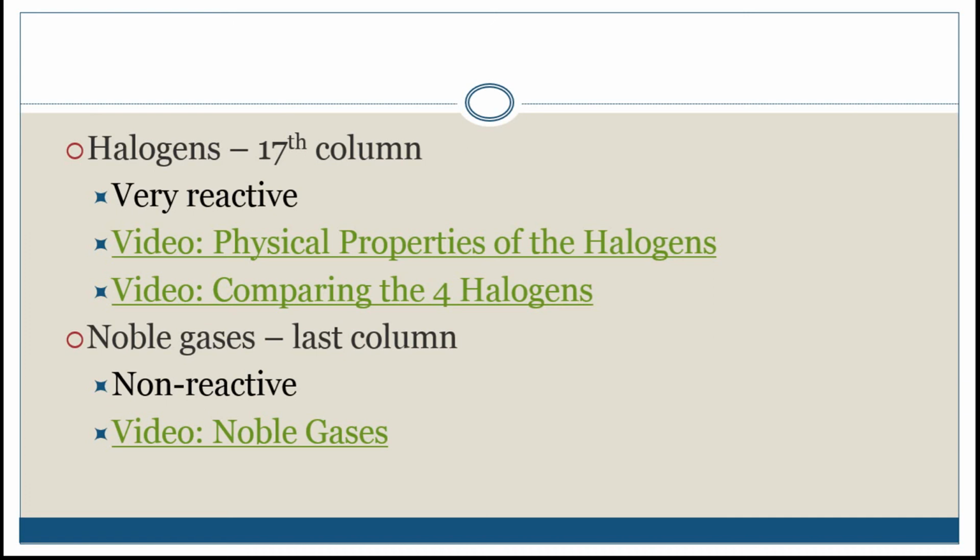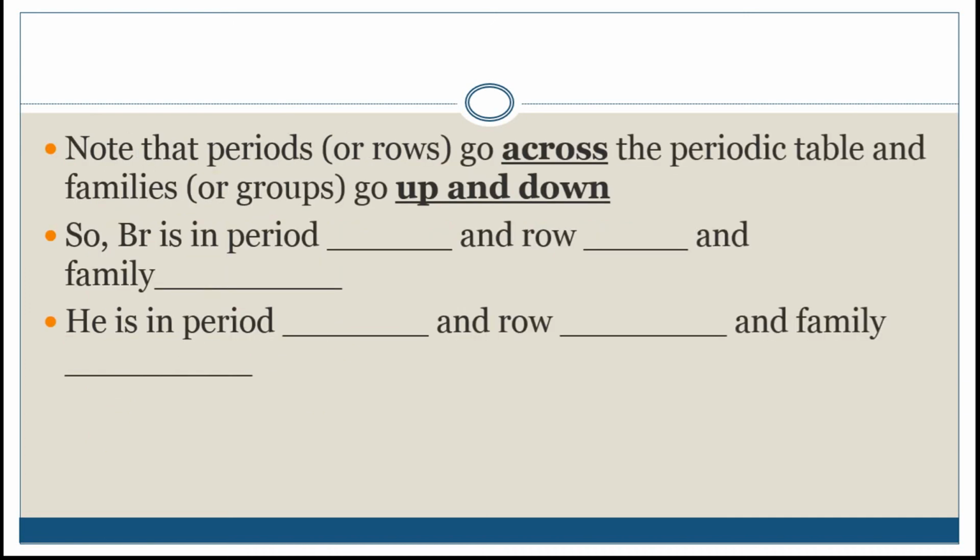I'll show you the videos in a second, but we'll finish the notes. I'm going to hand out the first part of the assignment, and then I'll show you these videos. Last line, note. Periods, or rows, go across the periodic table, and families, or groups, go up and down.